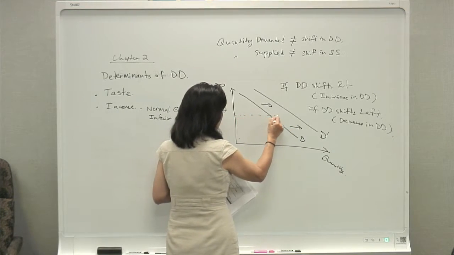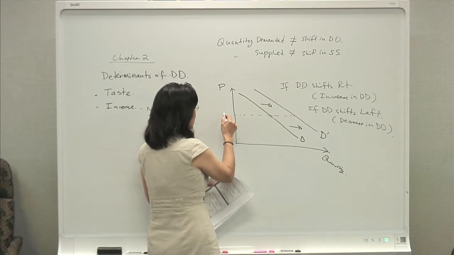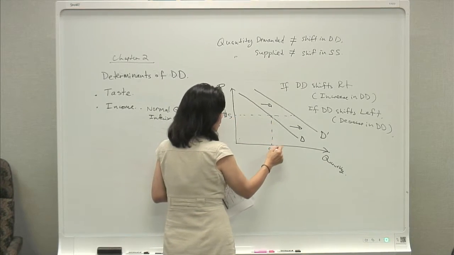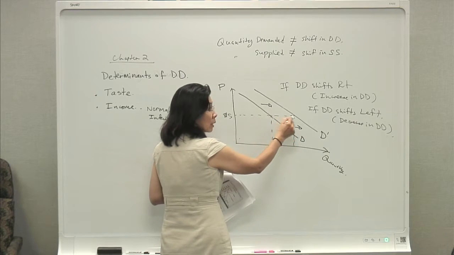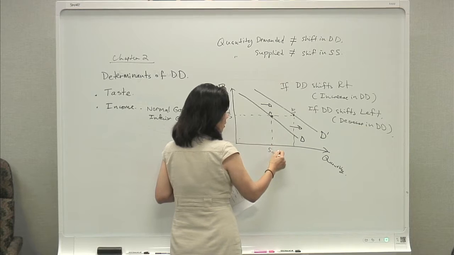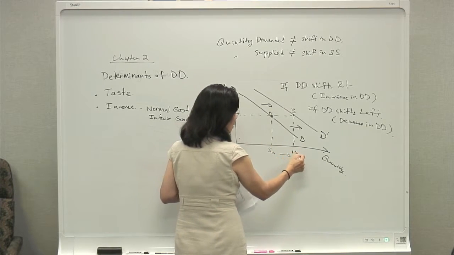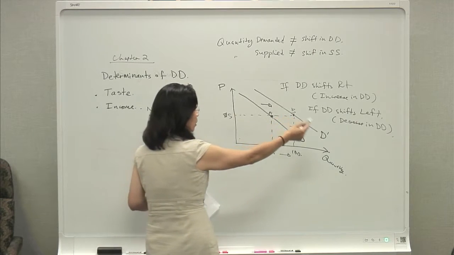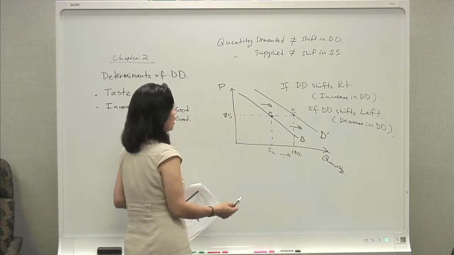As you can see, we could give one example. For example, this is $5, and this quantity here is 50. At that same price, you get point A and point B. This value is higher, this is 100. So that's what it means: your demand increases, and the demand curve shifted to the right.